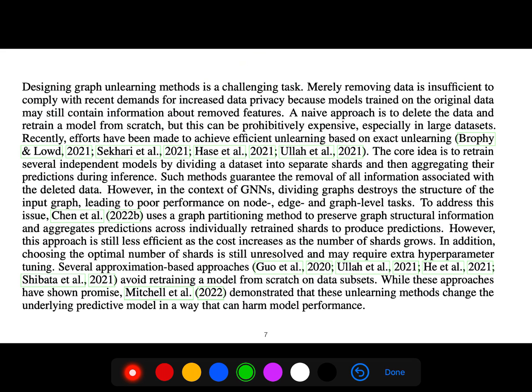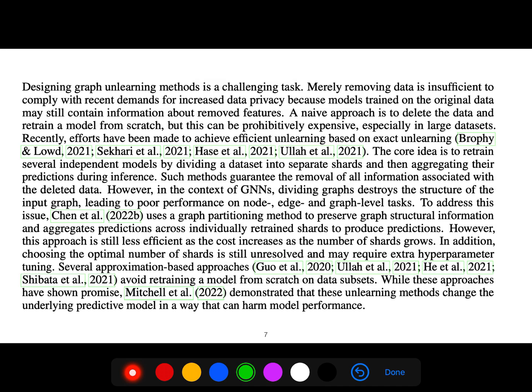Removing data is insufficient to comply with recent demands for increased data privacy, because models trained on the original data may still contain information about removed features. A naive approach is to delete data and retrain a model from scratch, but this can be prohibitively expensive, especially in large datasets. So recently, efforts have been made to achieve efficient unlearning based on exact unlearning.